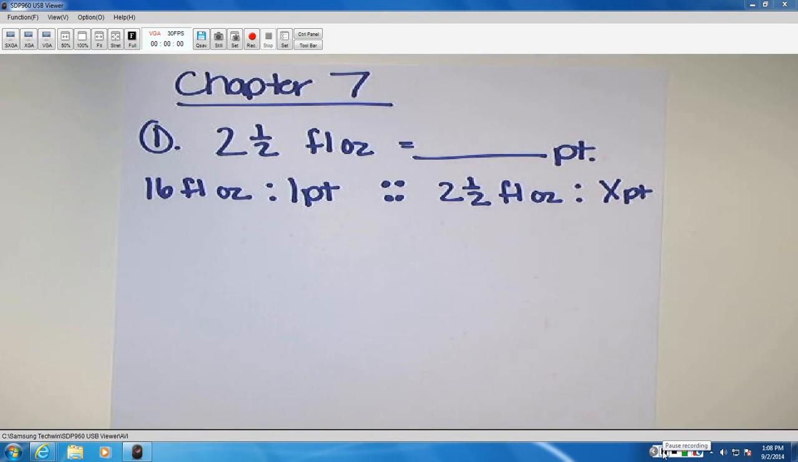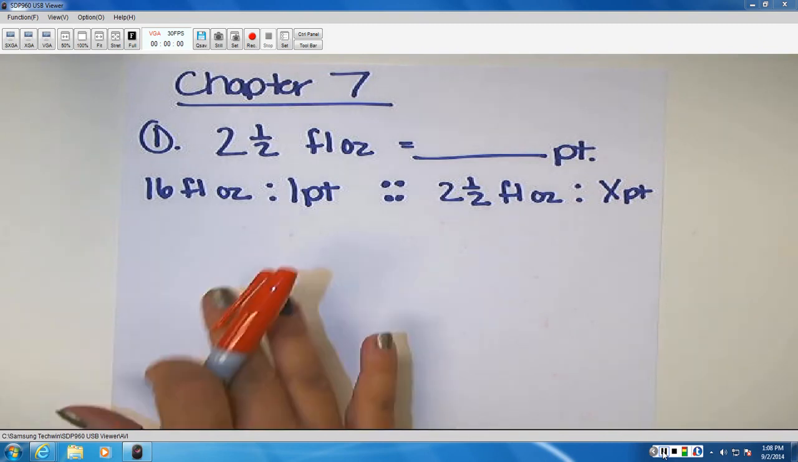Okay, so we're going to move on to Chapter 7. Chapter 7 is apothecary and household measurements, which really doesn't even matter. You're going to do the exact same thing that you did with Chapter 5 and the exact same thing you did with Chapter 6, where we actually start plugging in true equivalents.